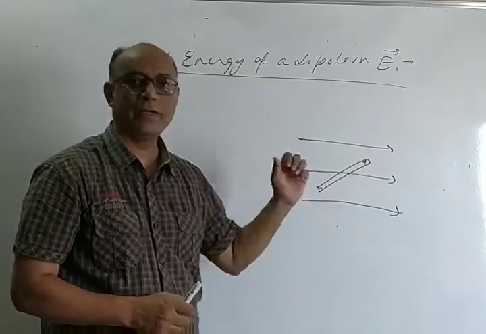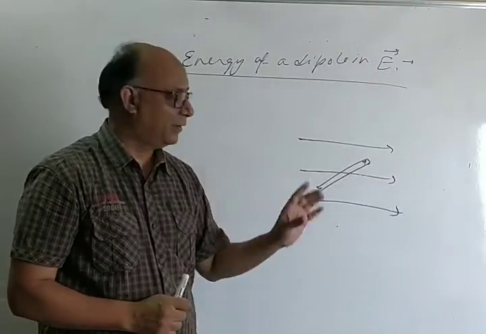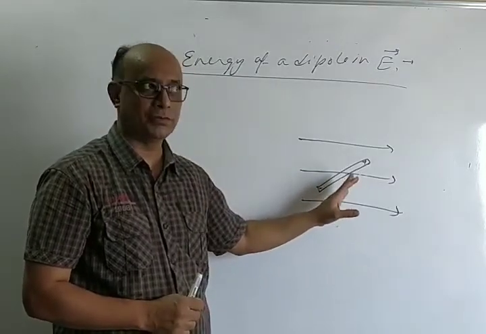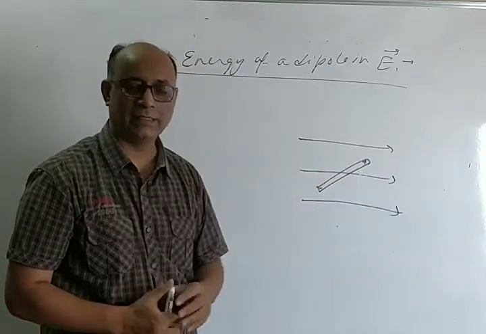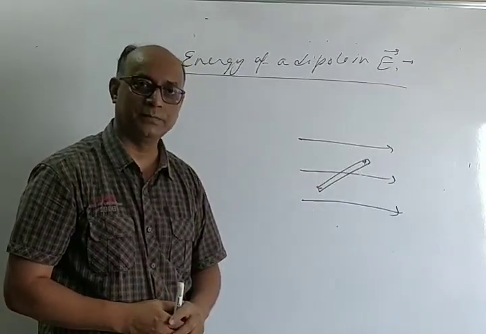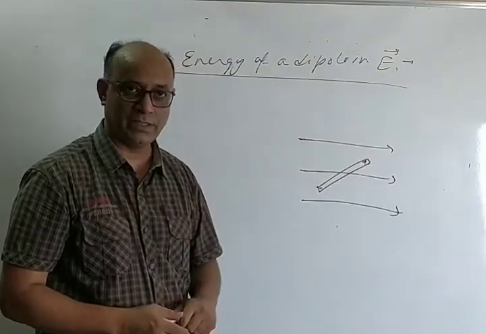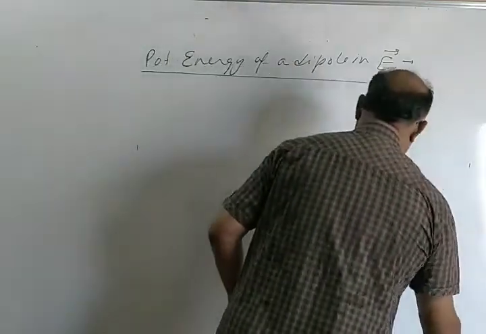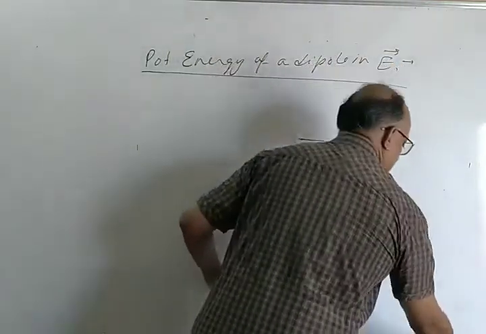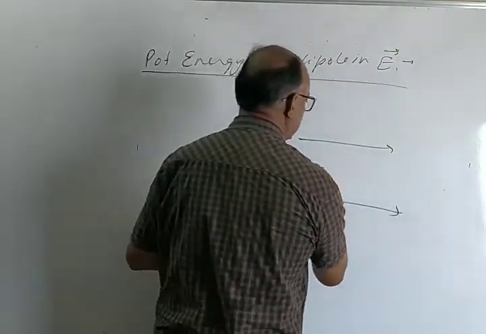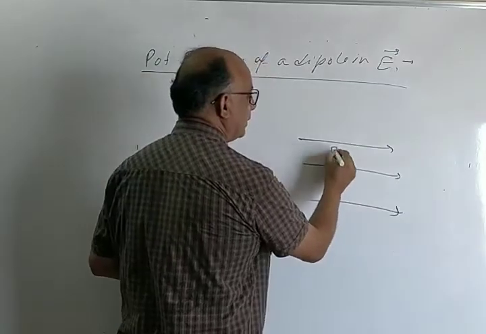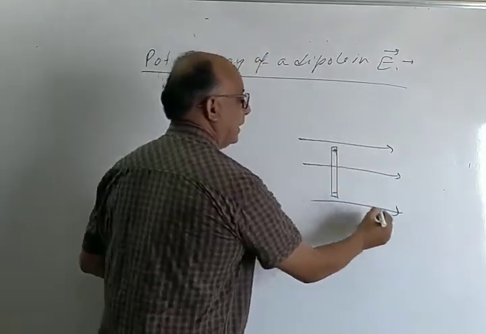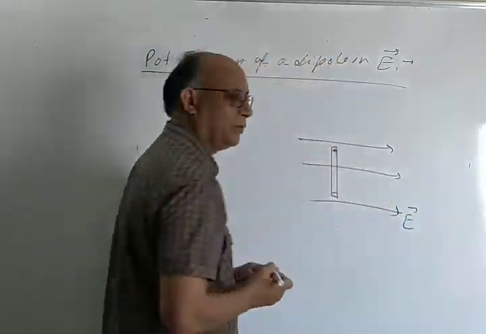So what is the better way to calculate potential energy is, first place your dipole in such a situation that its initial potential energy is 0. इसको आपको ऐसे रखना है कि इसकी potential energy 0 हो जाए. अब वो कैसे रखें कि इसकी potential energy 0 हो जाए? See, if you place the dipole perpendicular to the electric field, then its potential energy will be 0.